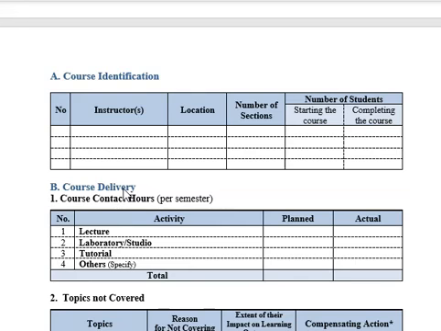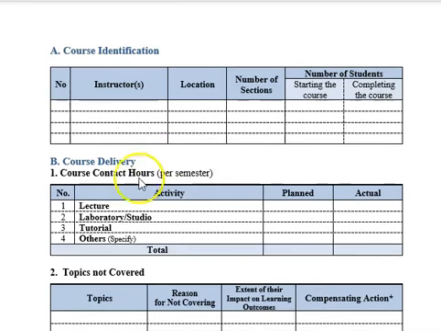Course identification. Write your name as an instructor. The location. Number of sections. Number of students starting the course, this means number of registered students. Number of completing the course, number of students that attended the final exam whether they passed or not.